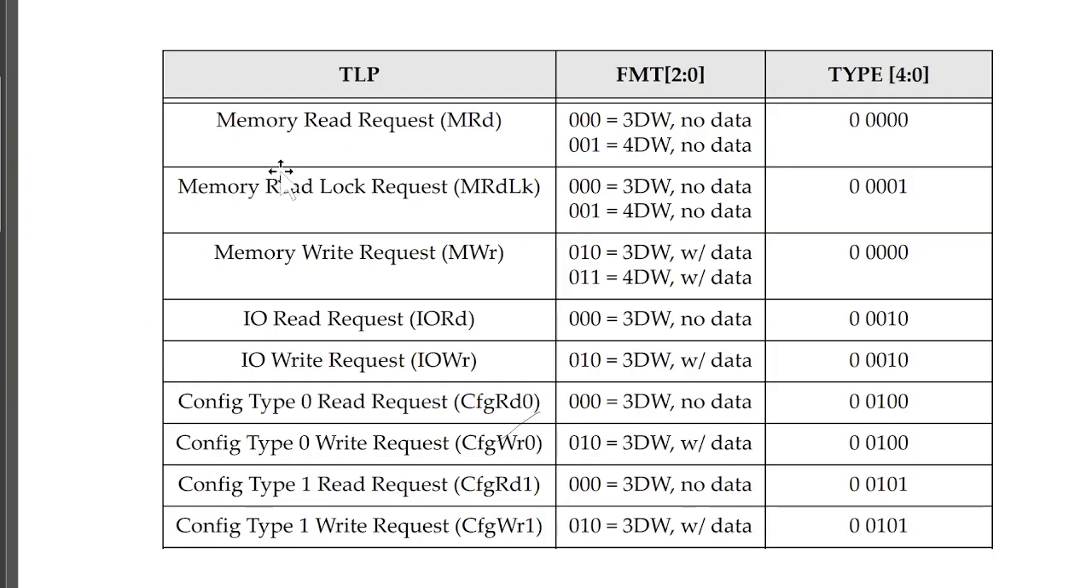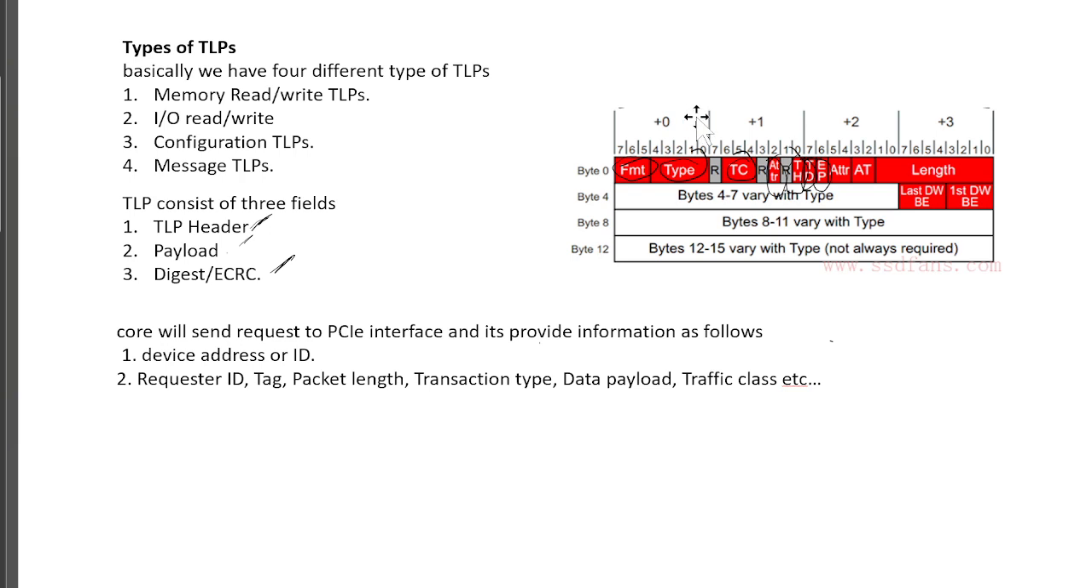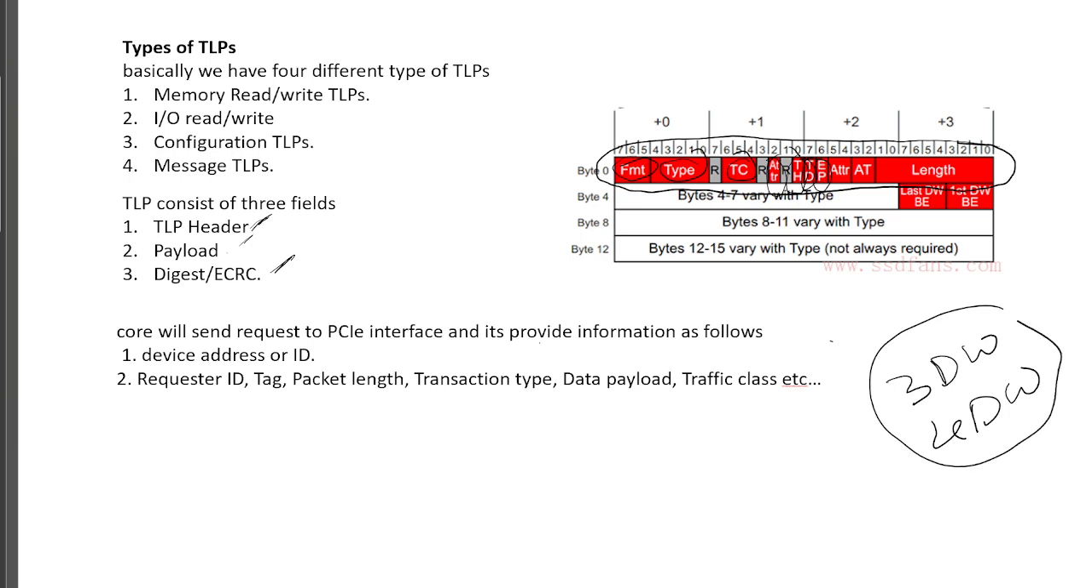Let's take a memory read. What type of format do I want to send here? If you see, this we call a 32-bit, this is 32 bits of data. In the header type we have mainly two types, whether it is three double word or four double word. This is the important point: three double word or four double word.